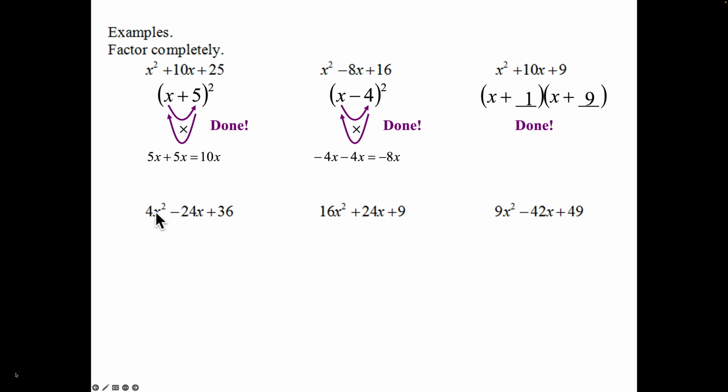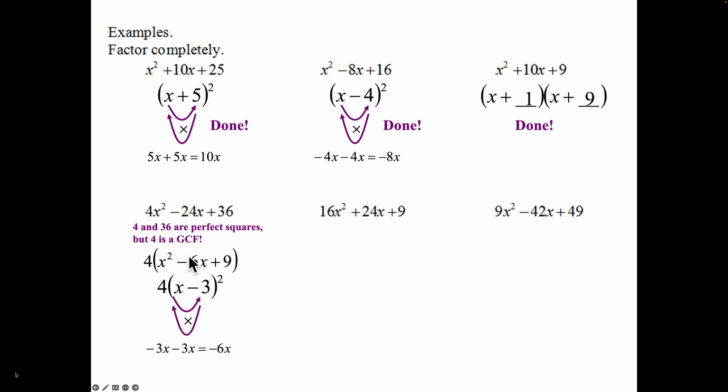4x squared, perfect square, minus 24x plus 36, perfect square. However, wait a minute. 4 can go into 24 and 36. You've got to take out the GCF first. Even though those are perfect squares, they'll still be perfect squares right here. So now, perfect square, x minus 3 squared, leave the 4 out front. Middle term check: x times minus 3 is minus 3x, doubled, minus 6x. It checks. I'm done.